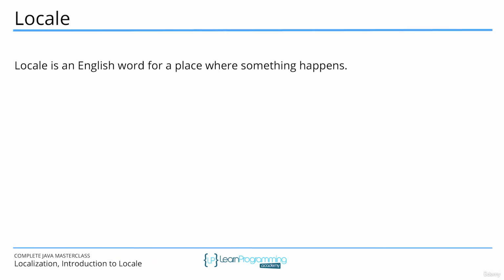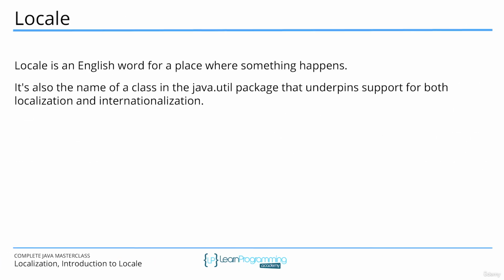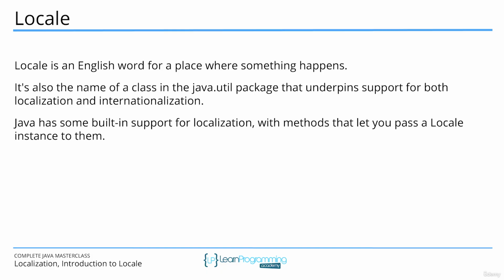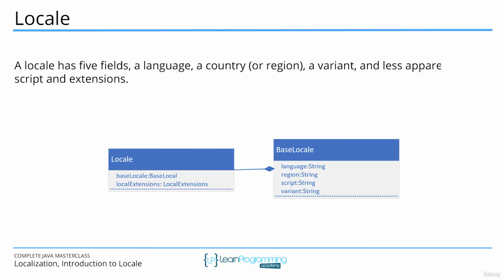Locale is an English word for a place where something happens. It's also the name of a class in the java.util package that underpins support for both localization and internationalization. Java has some built-in support for localization with methods that let you pass a locale instance to them. A locale has 5 fields: a language, a country or region, a variant, and, less apparent, a script and extensions.